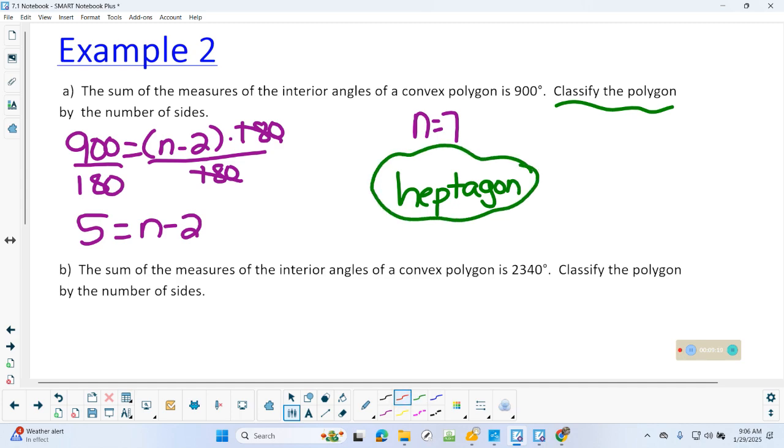Okay, the sum of the measures of the interior angles is 2,340, classified by the number of sides. So same thing, you want to figure out what n is. So you know the sum this time.